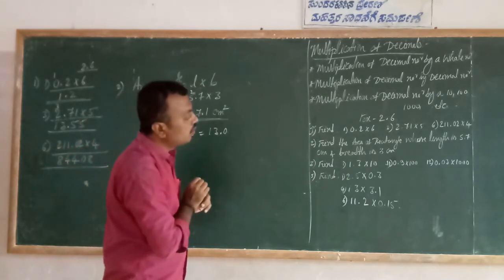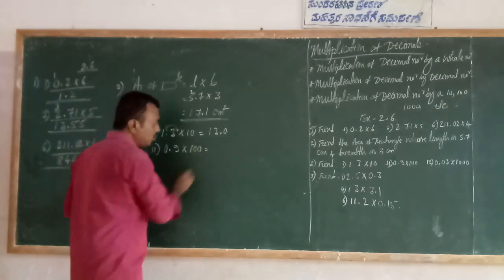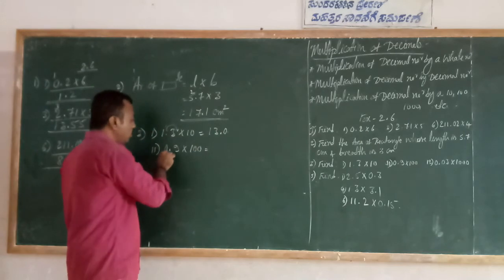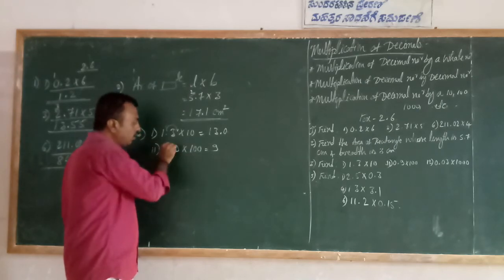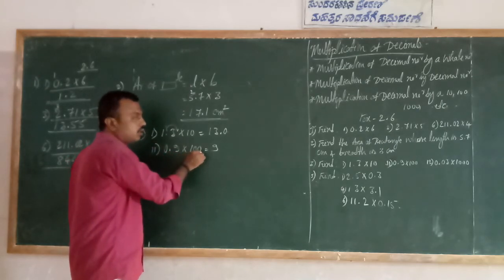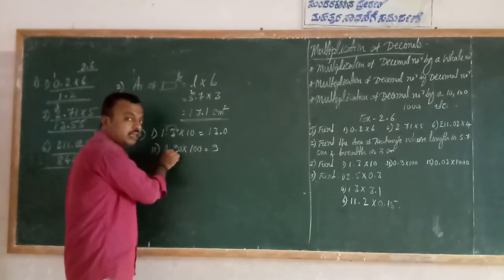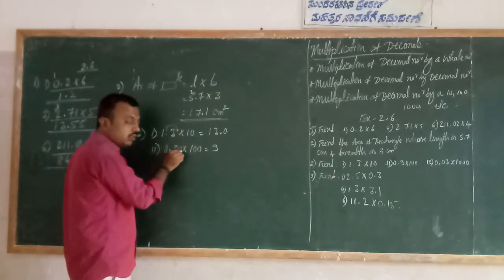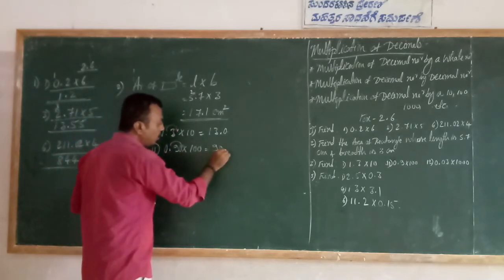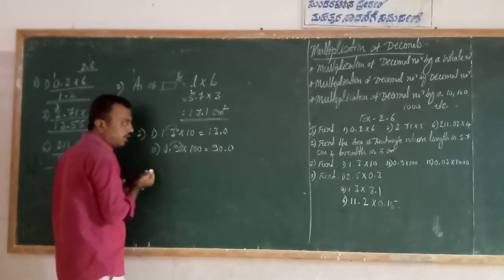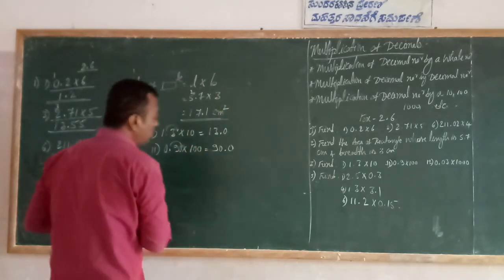So like that, the next question: 0.9 into 100. Now same, write 9 as it is, leave the 0. 9 as it is. The point is shifted how many digits? Two digits, because there are two 0s. Here we have only one digit but we want two digits, so we put one 0. It becomes two digits. Now shift the point. Then your point comes to 90.0. The answer is 90 or 90.0, both are the same. The last question, the 12th question: 0.03 into 1000.